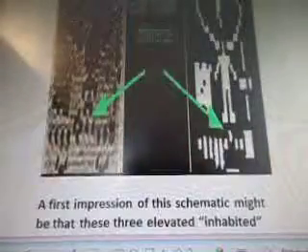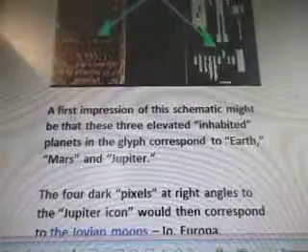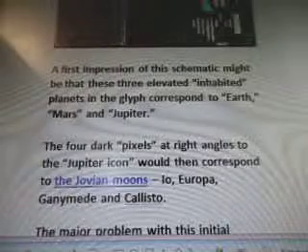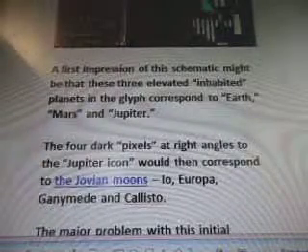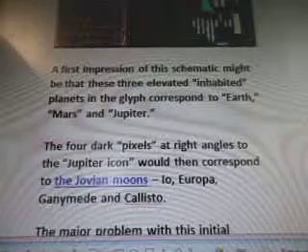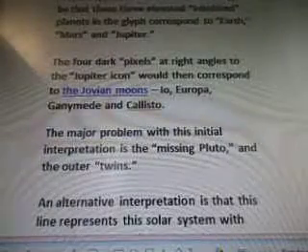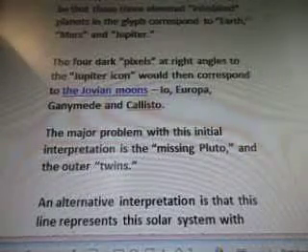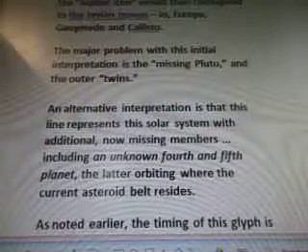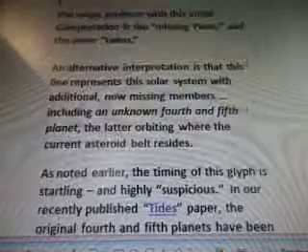So there's the solar system difference in the 2 signals. Our first impression of the schematic might be that these 3 elevated inhabited planets in the glyph correspond to Earth, Mars, and Jupiter. The 4 dark pixels at right angles to the Jupiter icon would then correspond to the Jovian moons, Io, Europa, Ganymede, and Callisto. The major problem with this initial interpretation is the missing Pluto and the outer twins.